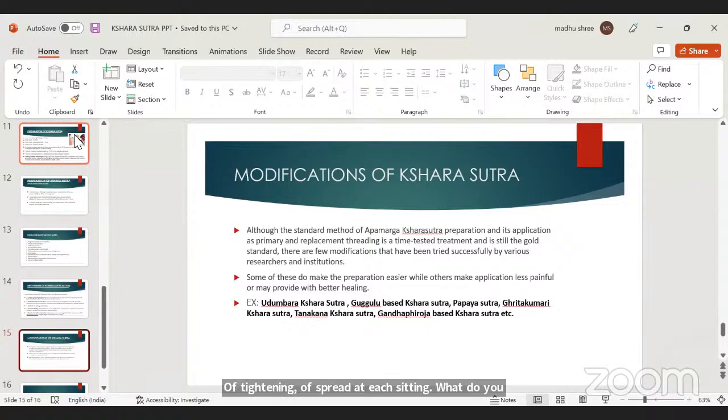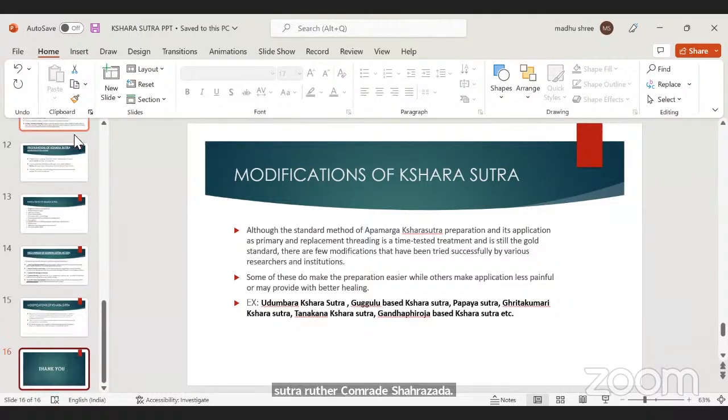Modifications of Kshara Sutra. Although the standard method of Apamarga Kshara Sutra preparation and its application as primary and replacement threading is a time-tested treatment and is still the gold standard, there are a few modifications that have been tried successfully by various researchers and institutions. Some of these make the preparation easier, while others make application less painful or provide better healing. For example, Udumbara Kshara Sutra, Guggulu-based Kshara Sutra, Papaya Sutra, Ghritakumari Kshara Sutra, Tankana Kshara Sutra, Gandhaka Firoja-based Kshara Sutra, and many more.